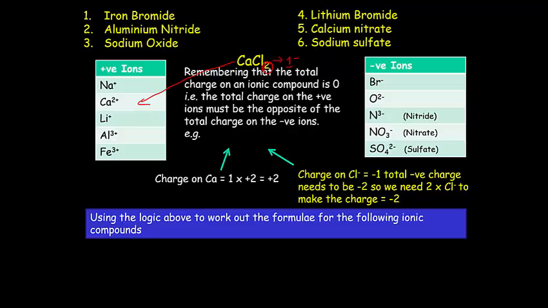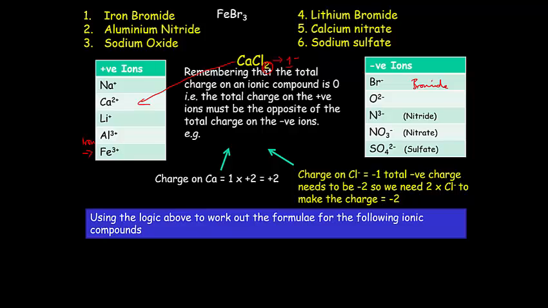Okay, let's have a look at iron bromide, which is the first of these that you need to do. Iron makes 3+ ions. Okay, so it's got 3 pluses. Bromide is 1- ions. So you need 3 bromide ions, you need 3 negatives to cancel the 3 positives. So the formula for iron bromide is going to be FeBr3. Okay, pause the video, have a go at the rest of these, and then we'll go through them.